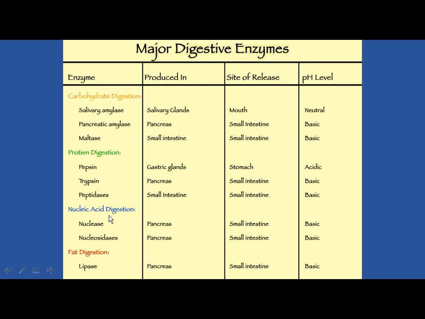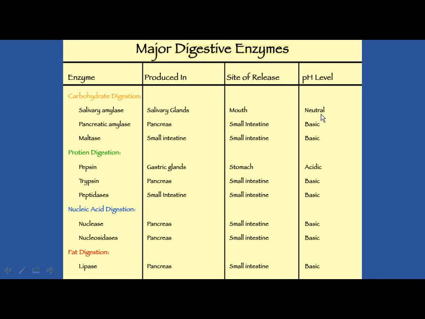So you kind of need to know this list. Notice there is nucleic acid digestion. I'm not going to worry about that one. It's here in this picture for your perusal. You'll get that answer right on Jeopardy. But it's really the carbs, the proteins, and the fats, the lipids that I need you to know. So you need to know where they come from, where those enzymes are produced, where they actually work, and the pH level is not a huge deal.